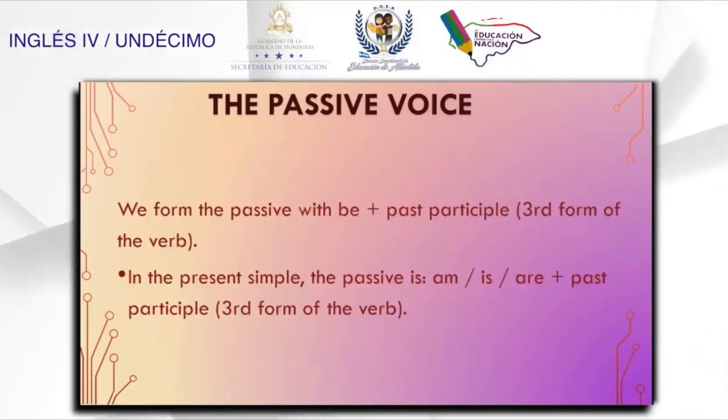We form the passive with be plus past participle, third form of the verb. In the present simple, the passive is am, is, are plus past participle, third form of the verb. Formamos el pasivo con be más participio pasado, tercera forma del verbo. En el presente simple, el pasivo es am, is, are, más participio pasado, tercera forma del verbo.